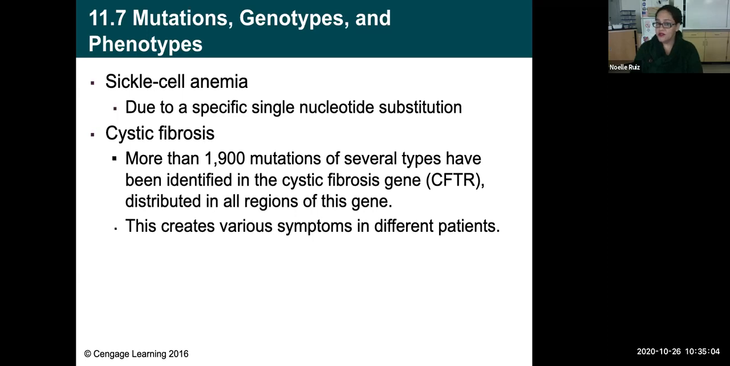Sickle cell anemia is due to a specific single nucleotide substitution, like we said. But then you have disorders like cystic fibrosis, which have more than 1,900 mutations of several types have been identified in the cystic fibrosis gene. It's abbreviated CFTR for cystic fibrosis. Trinucleotide repeat. This creates various symptoms in different patients. So not every single person with cystic fibrosis will have the exact same symptoms.